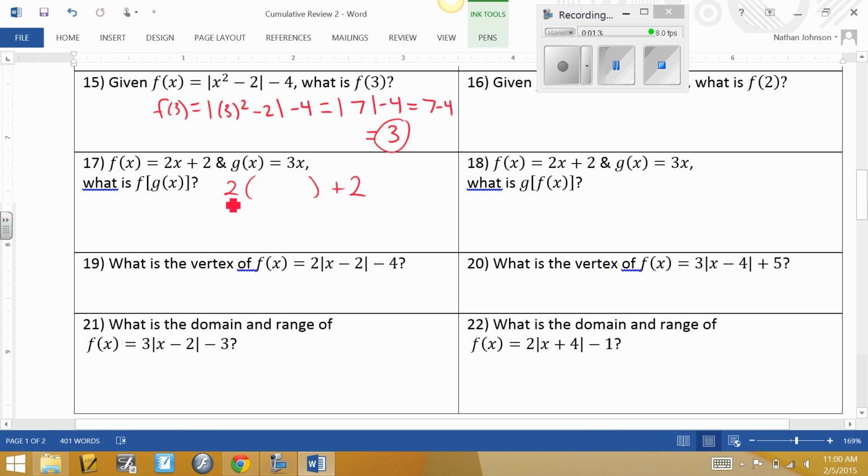So you'll notice I've rewritten function f right here, but in the place of x, where x used to be, I've put in just a big set of parentheses. And in that set of parentheses, I'll put what g of x is equal to. That's 3x. All that's left to do is simplify. So 2 times 3x is 6x, and we still have this plus 2. So f of g of x just equals 6x plus 2. Try out 18.